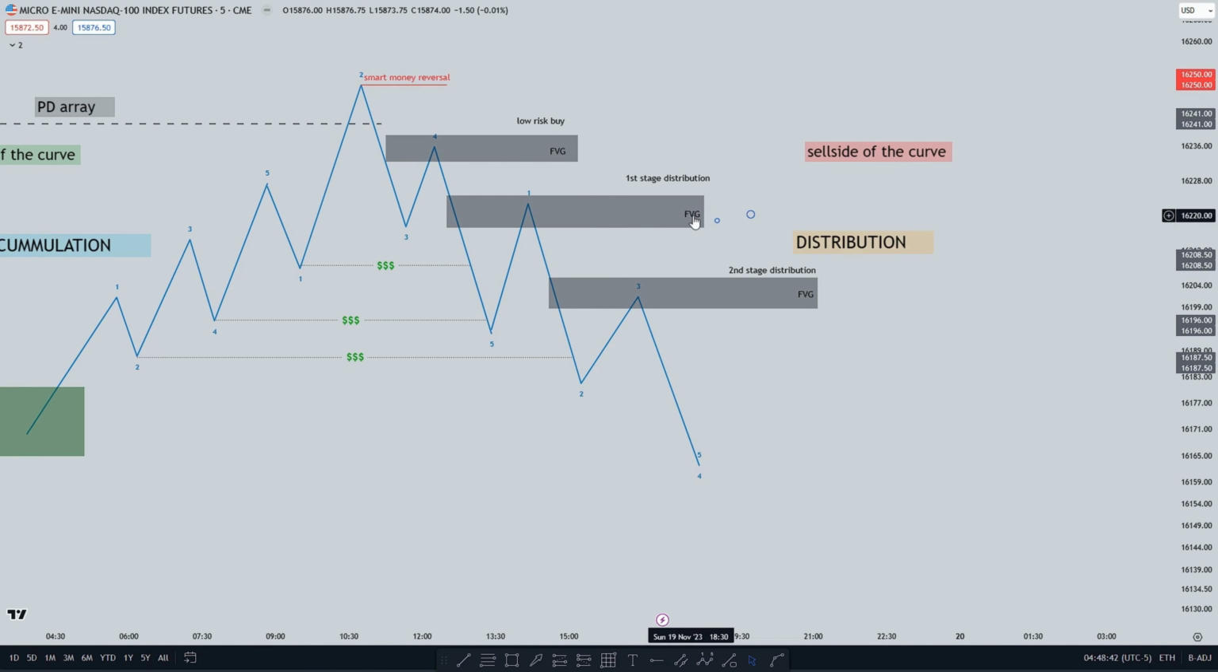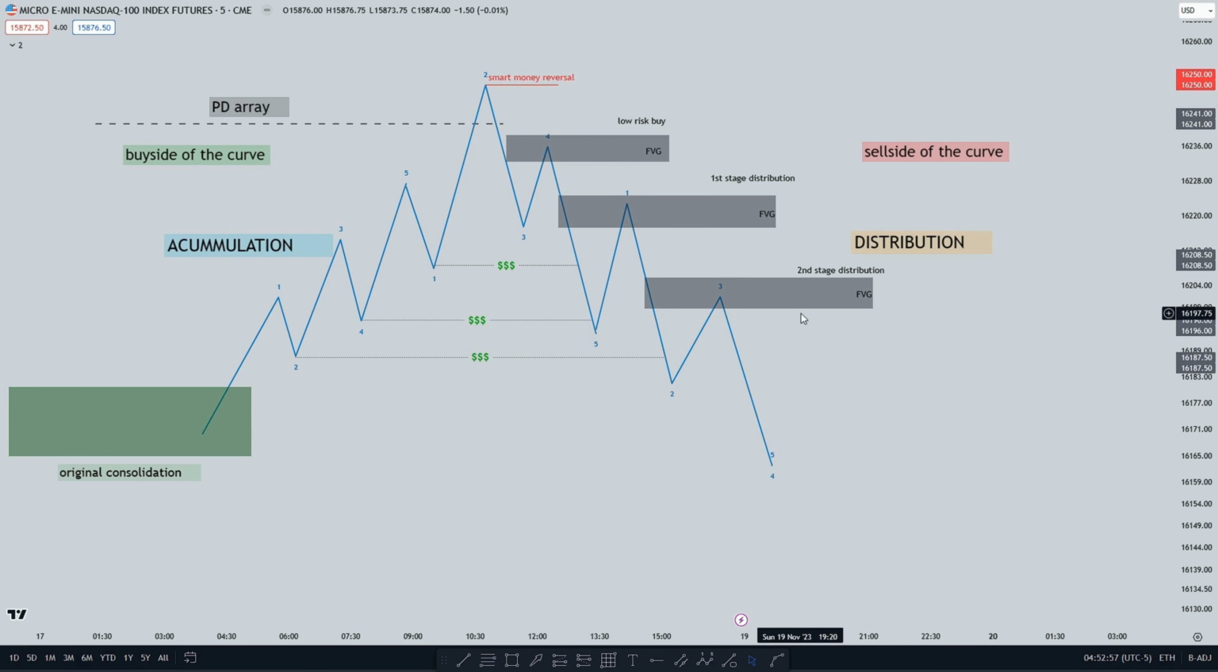Now that we know what the first stage distribution is, we can go down into the second stage distribution. The second stage distribution is formed in the down movement from the first stage distribution. So in this down movement, we want to find any form of PD array. In this example, I'm going to use a fair value gap.